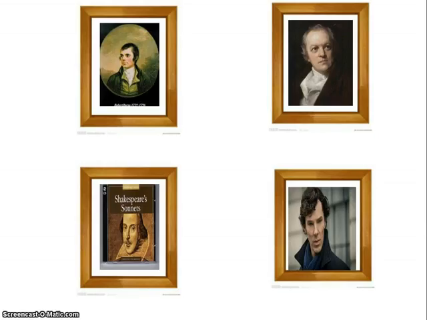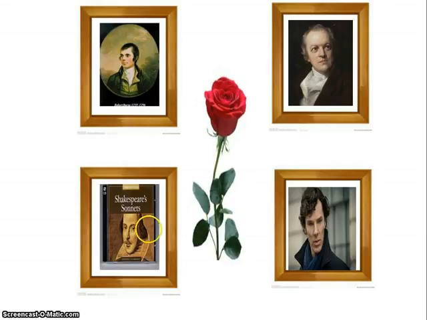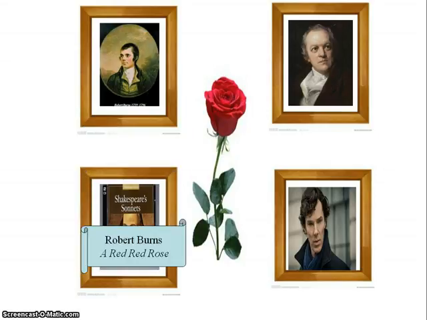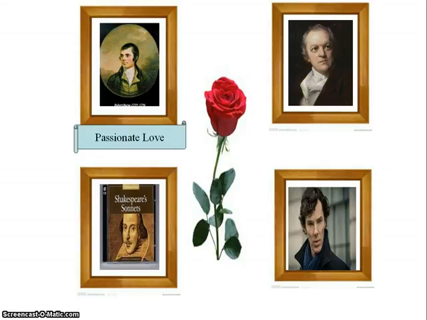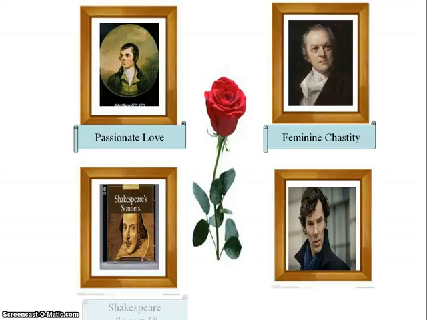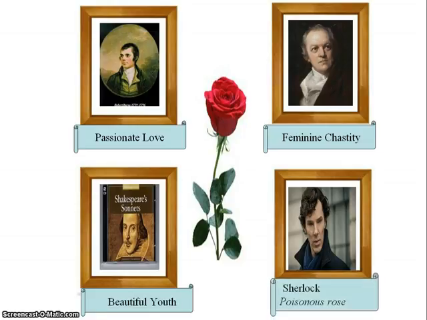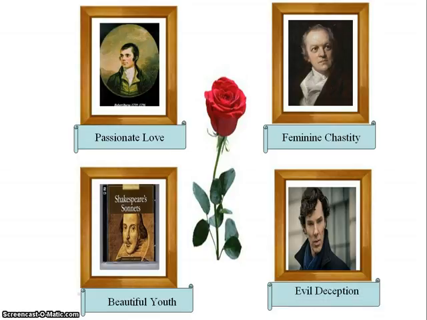In our mind, roses always appear in literary works to demonstrate different themes. In Robert Burns' A Red, Red Rose, it symbolizes passionate love. In William Blake's The Sick Rose, it signifies feminine chastity. In Shakespeare's The 18th Sonnet, it symbolizes beautiful youth. Well, in the famous detective novel Sherlock's Poisonous Rose, it symbolizes evil deception.